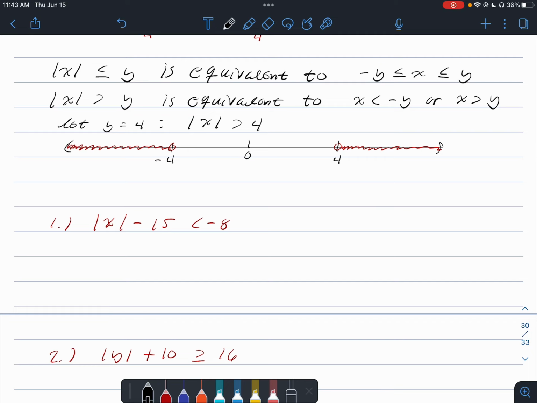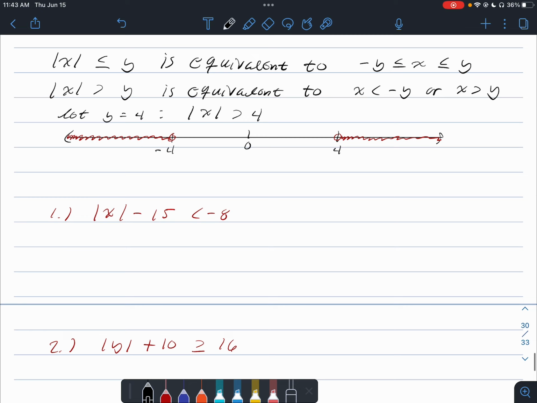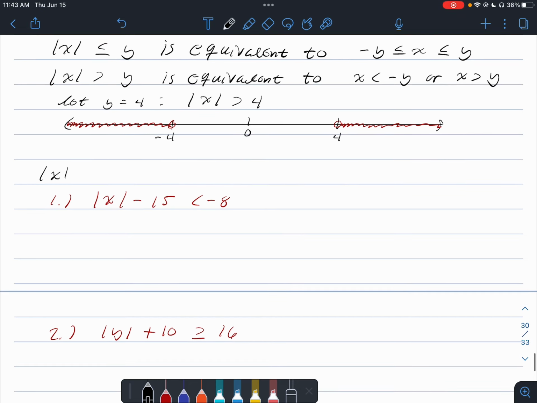So you want all values that would satisfy either one of these. And the same thing would go for x greater than or equal to y.